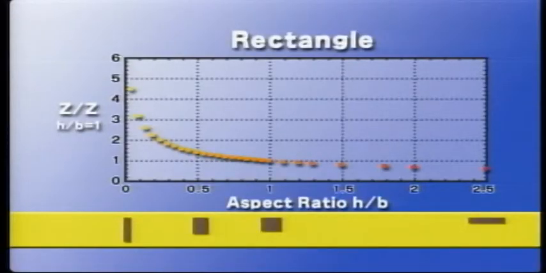Let's analyze the results of this test. This graph shows what happens to the strength of a quadrilateral material when we change its shape while maintaining a constant cross-sectional area. The strength obtained with a square cross-section was assigned a value of 1. When a rectangle was used with a long side set vertically, strength against bending is increased 3 to 4 times. When the long side is set horizontally, strength declines. This shows that a vertical orientation is best.